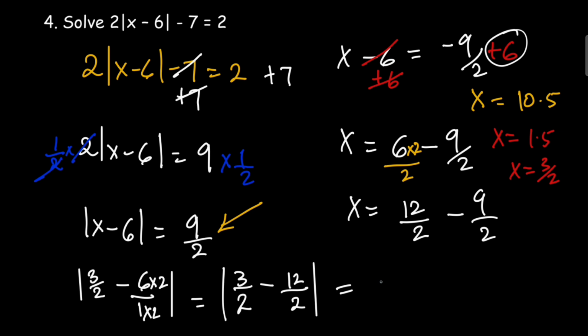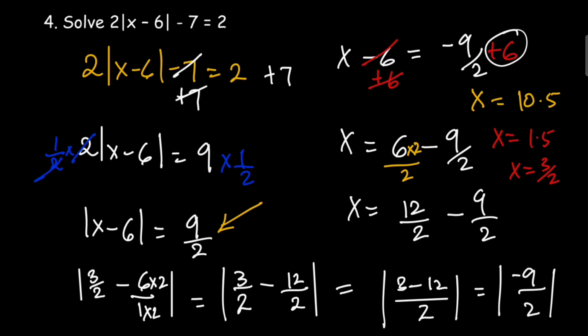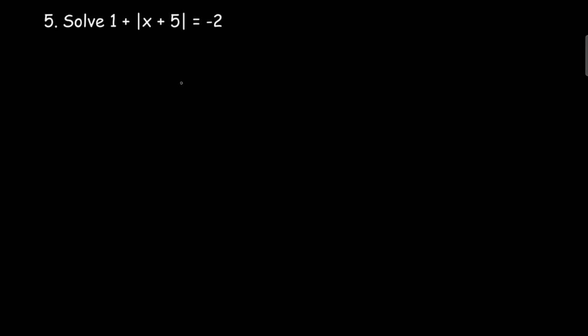So this is going to give us, we have common denominators, so I'll just write one of them and then we subtract the numerator side. So this is going to be 3 minus 12, and of course we're going to be getting the absolute value of -9/2, which is the same as positive 9/2, because we have absolute value. All right, so that is pretty much it for this question. Pretty easy and interesting one. This is the next question.